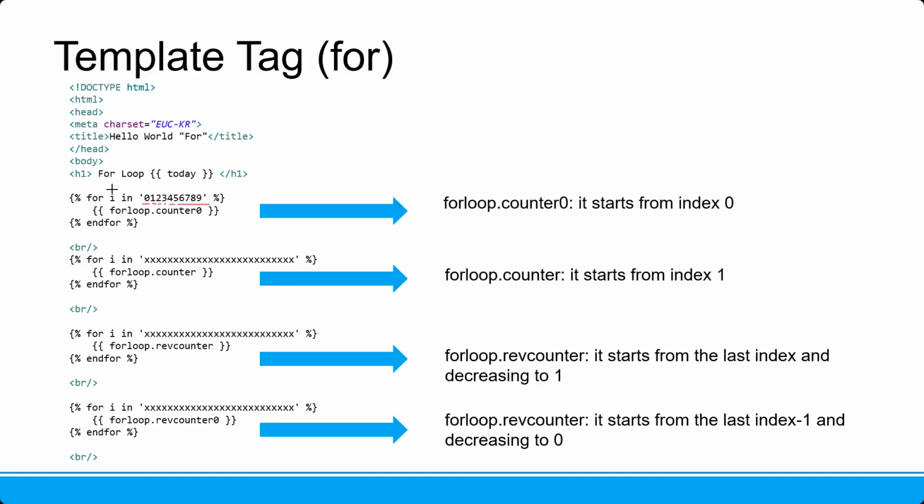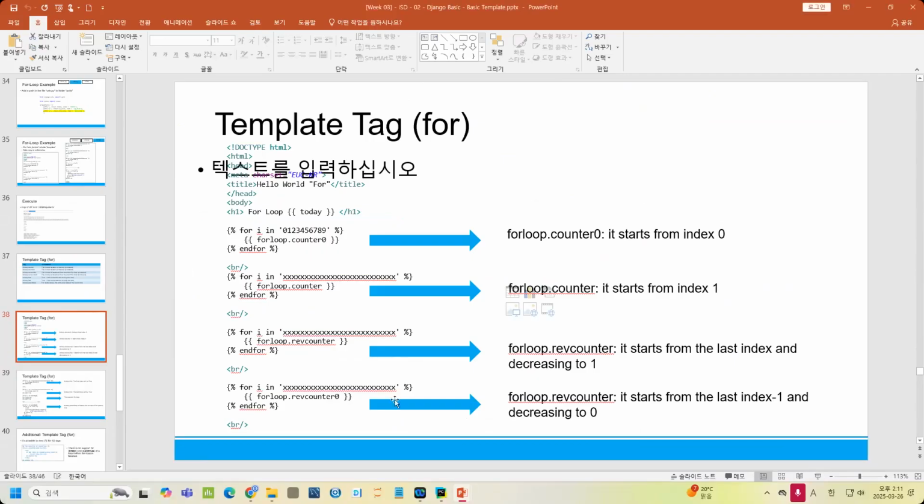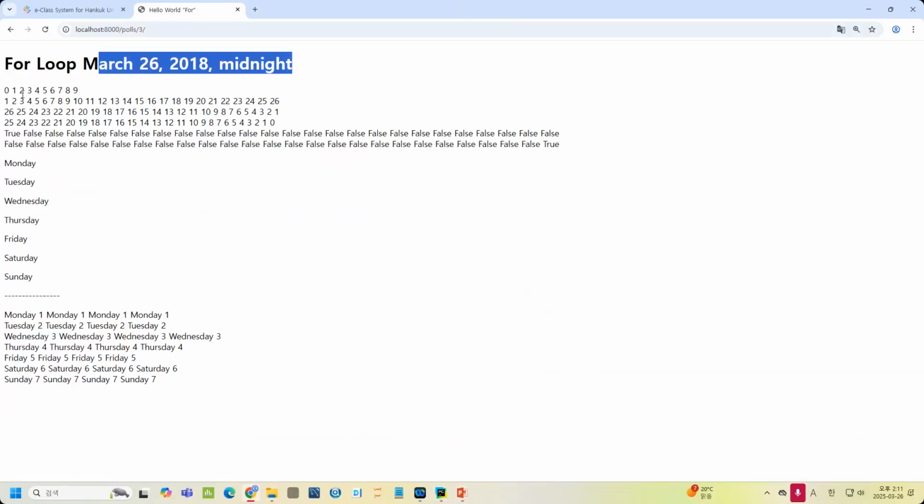And you can see here, it is the for loop. And I want to use the forloop counter0. Forloop counter0 means I would like to start from the index 0. Okay? It starts from the index 0. Now let's see. The result of this is 0, 1, 2, 3, 4, 5, 6, 7, 8, 9.